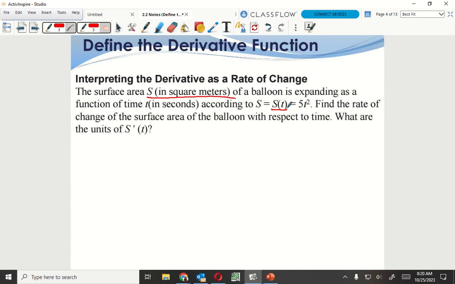What are the units of S? Now, it's a rate of change. So, let's do S prime of t.